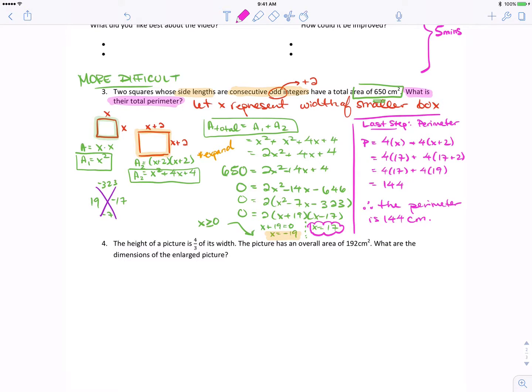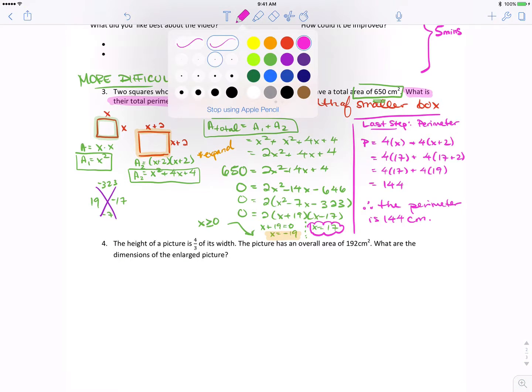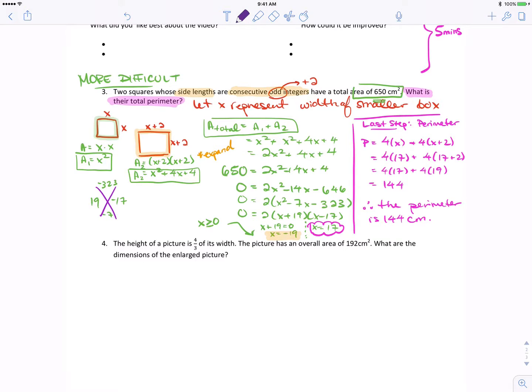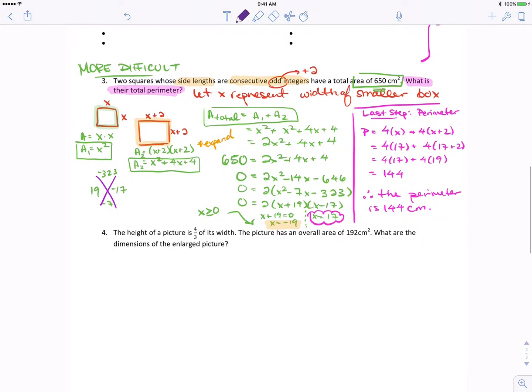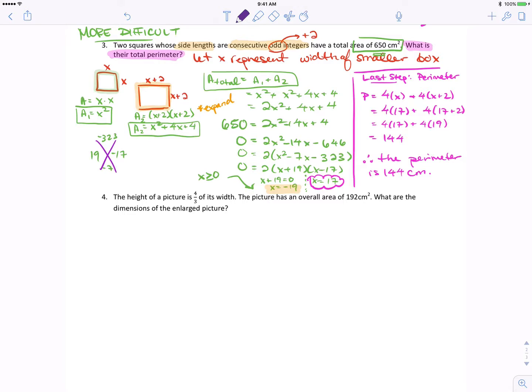So this will be the most difficult question on a test, just because there are 2 parts. To make it a little simpler on a test, I would take the pink part away and just ask for the dimensions of the smaller box. So the pink makes it definitely more difficult.